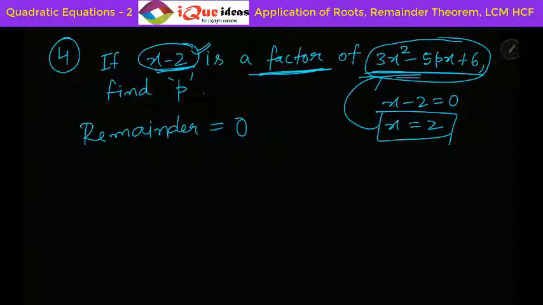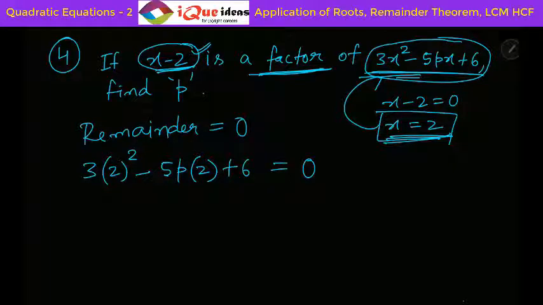So the required remainder in this case should be 3x square minus 5px plus 6. In that, put x equal to 2. So it will give us 3 into 2 square minus 5p into 2 plus 6. And this remainder should be equal to 0. So if you simplify, 2 square is 4, 4 into 3 is 12, minus 5 into 2 is 10p, plus 6, that is equal to 0.